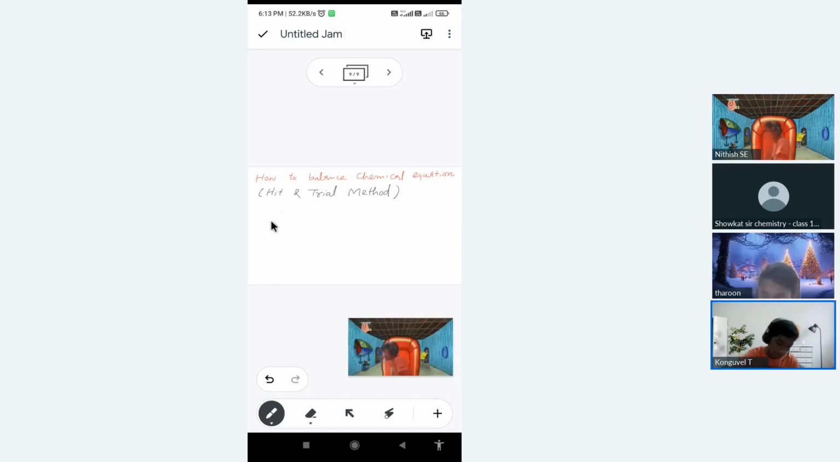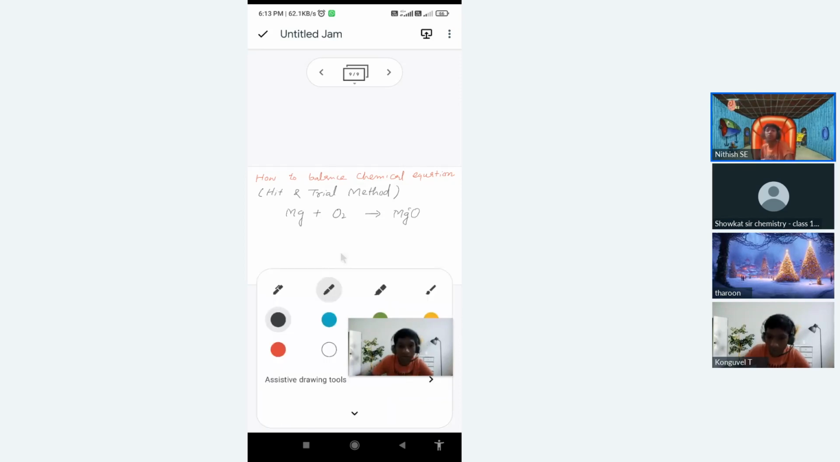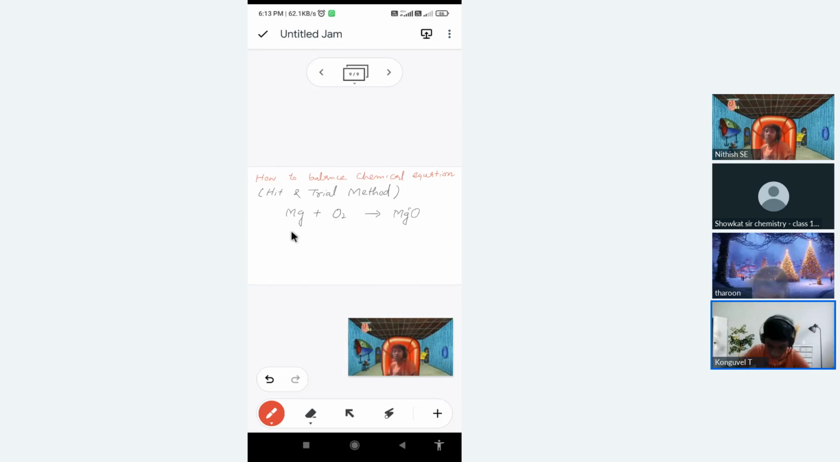Yes, sir. So for example, let's start with a very simple chemical equation. Suppose I write magnesium. It reacts with oxygen and forms magnesium oxide. The correct formula of magnesium oxide is MgO. Now you have to balance this. Sir, how to balance? Sir, Mg plus O2 gives 2 MgO.